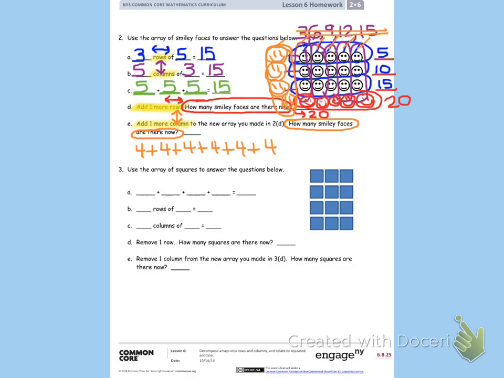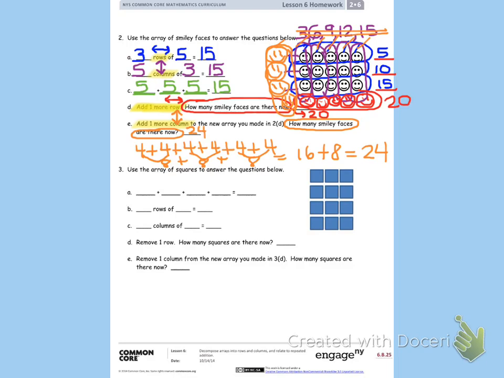Now I will go ahead and pair them up. 4 plus 4 is 8. Plus 4 plus 4 is 8. Plus 4 plus 4 is 8. 8 plus 8 is 16. Plus 8 more is 24. How many smileys are there now? 24.